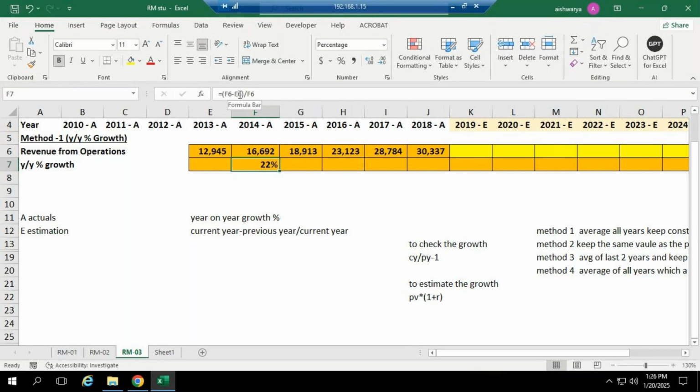We have to put the open bracket and the close bracket here, because Excel will work by the BODMAS rule. So that's why we calculate the year on year percentage growth on the basis of the current year minus previous year, open the bracket and close the bracket, divided by current year. Then press enter. See, now you will be getting the answer as 22%.